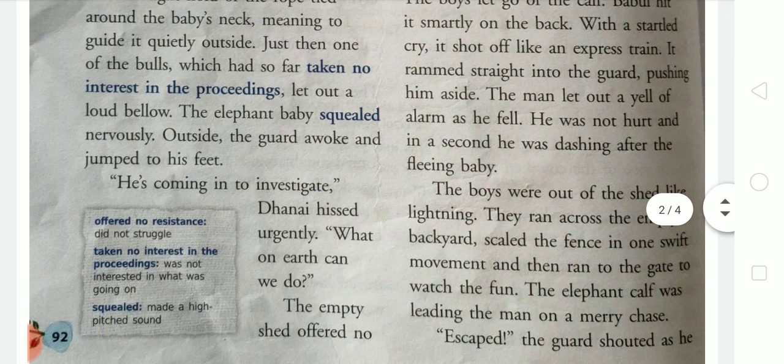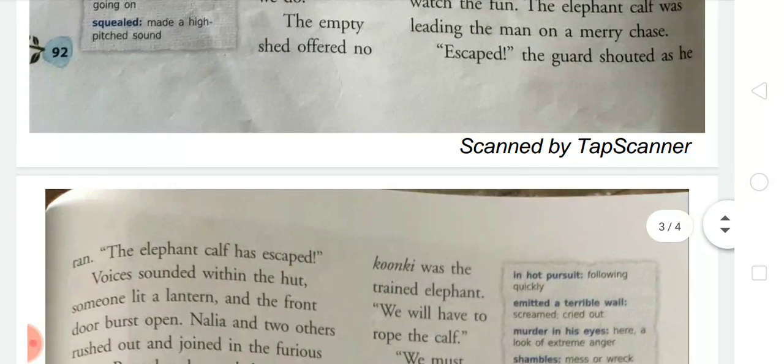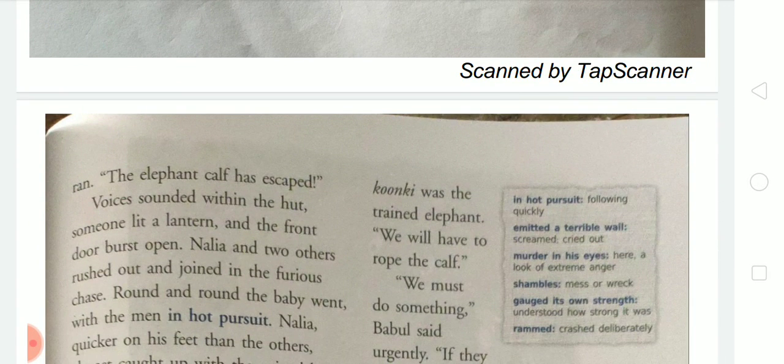The boys were out of the shed like lightning. They ran across the empty backyard, scaled the fence in one swift movement, and then ran to the gate to watch the fun. The elephant calf paused, leading the man on a merry chase. "Escape!" the guard shouted as he ran. The elephant calf had escaped.